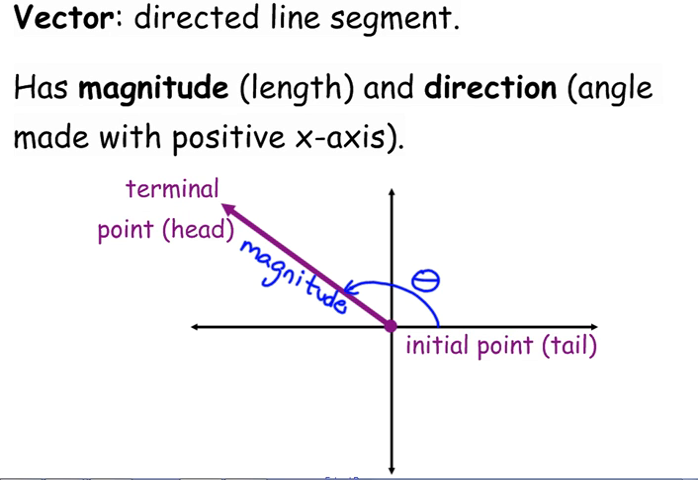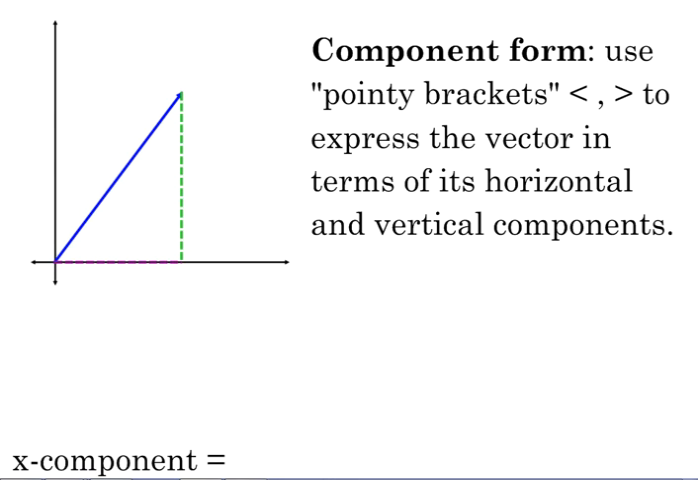So let's add some trig in there. Okay, so here's a similar picture. Here's just a vector that's in the first quadrant. The blue is the vector, but I also have a horizontal distance and a vertical distance labeled.